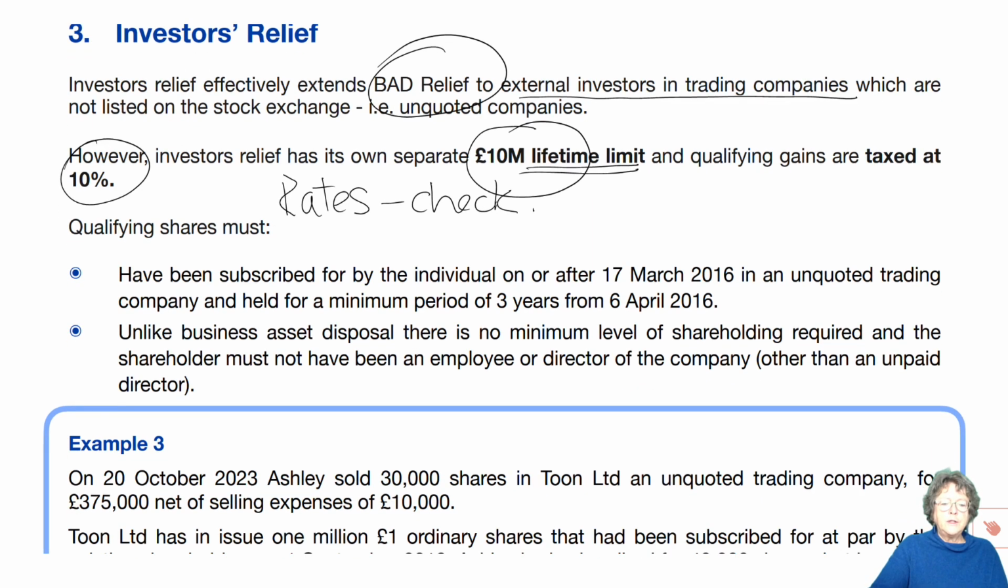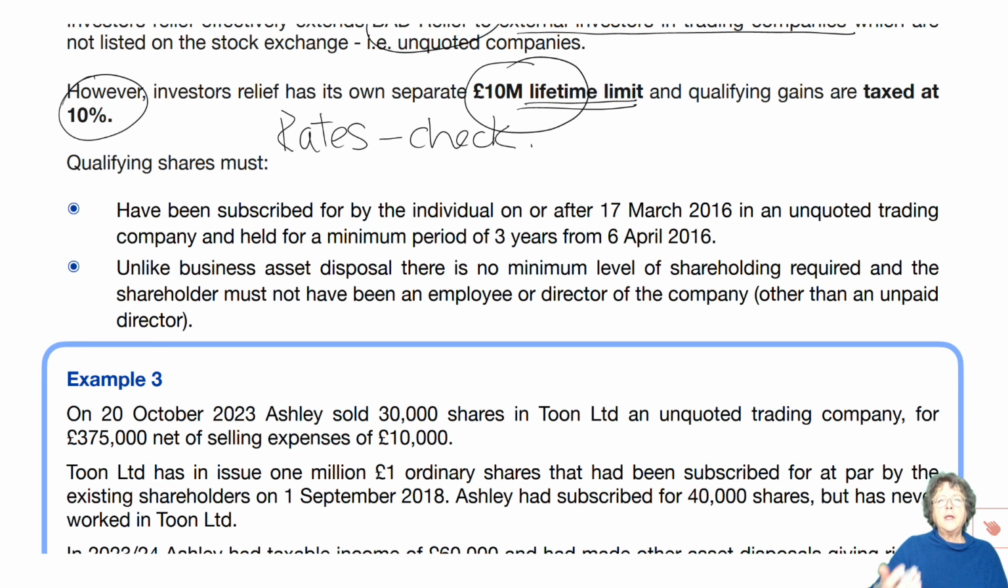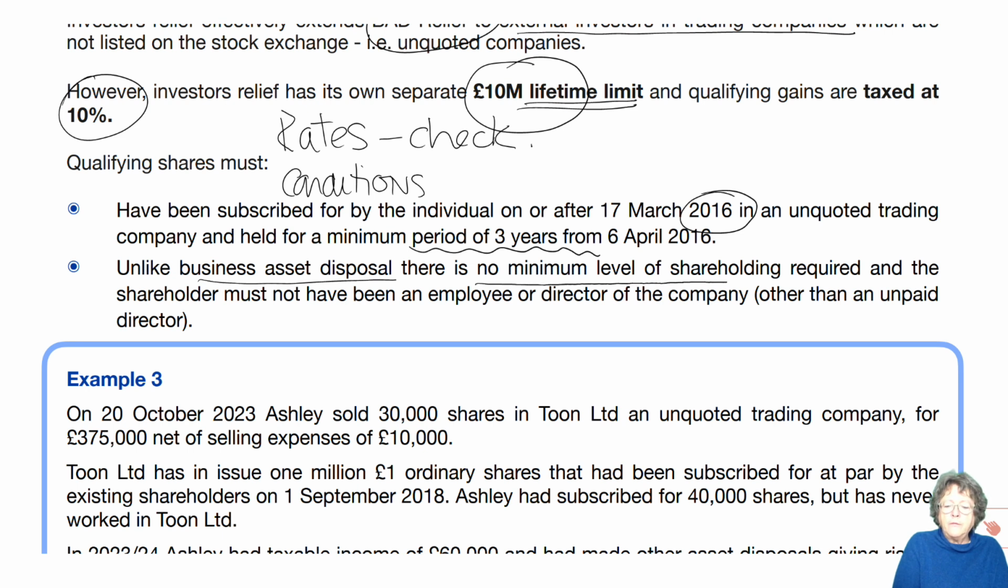So in order to get this quite generous benefit of having to pay tax at the very lowest rate, there are some conditions, and these are the conditions. They must have been subscribed for before the 17th of March 2016 and held for a minimum of 3 years. Unlike business asset disposal, there is no minimum level of shareholdership required, and you must not have been an employee or a director, which is different obviously from bad relief.